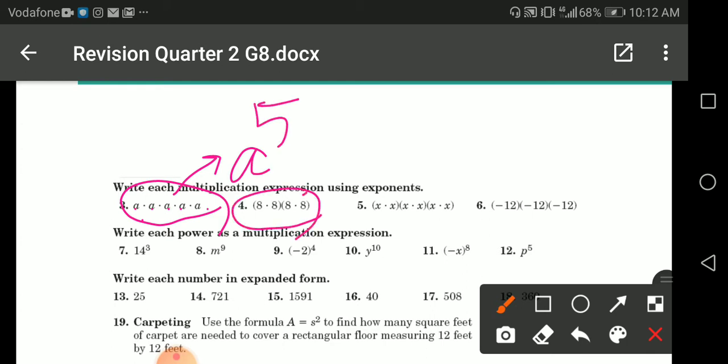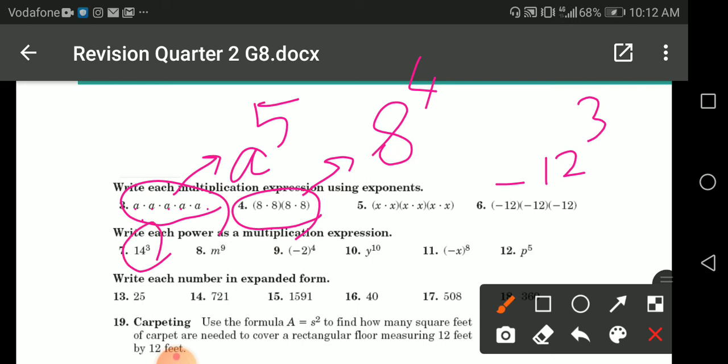What about this one? I have here 8 to the 4th power. Why? Because 8 is repeated 4 times. And we have here negative 12 is repeated 3 times. It's very easy. What about if I say 14 to the power 3 and he asks me to write each power as multiplication expression? So this means that it's 14 multiplies 14 multiplies 14.